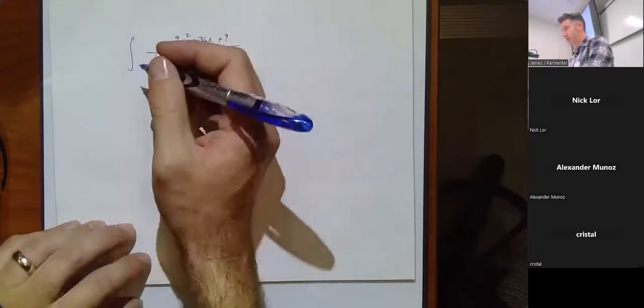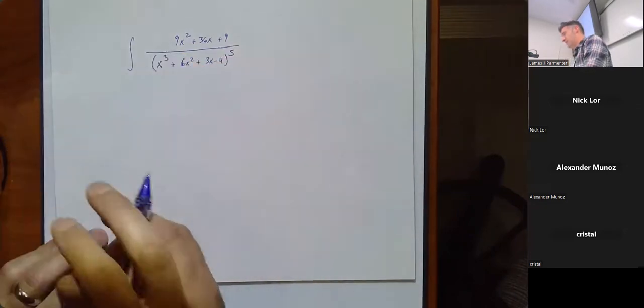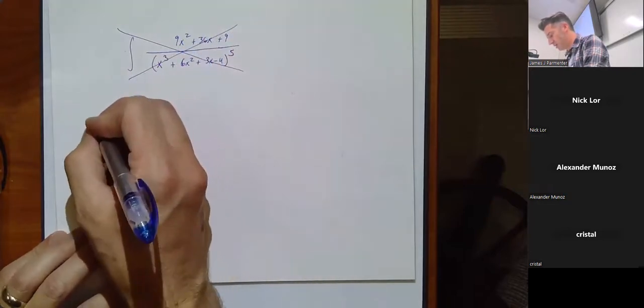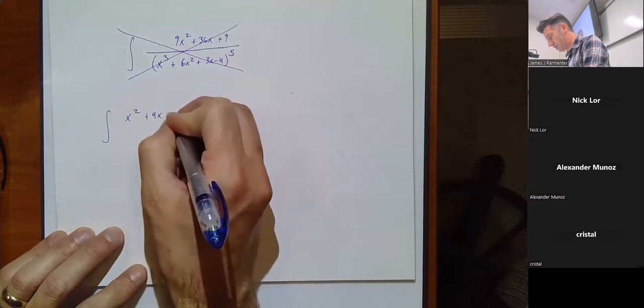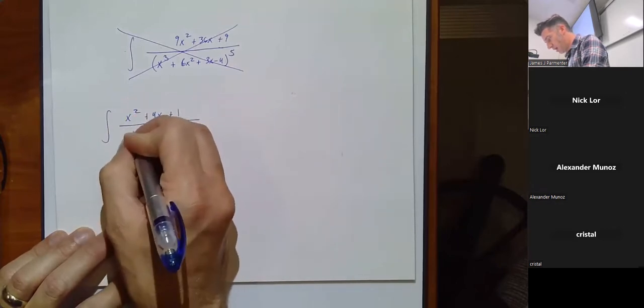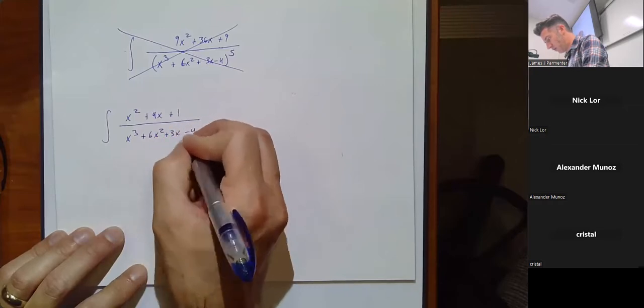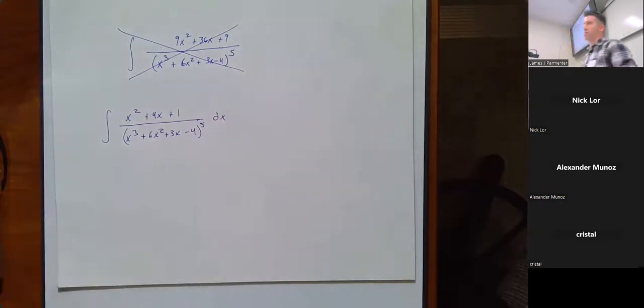Actually, I'm going to change it. I'm going to make it a little bit different. I see something I can make a little bit better. I'm just going to factor out a 9. So let's say instead we're going to do the integral of x squared plus 4x plus 1 over x cubed plus 6x squared plus 3x minus 4 to the 5th power. Sorry, you probably already wrote the other thing down. I apologize. A lot of you are using tablets, so I don't feel that bad. Paper people, I feel bad.